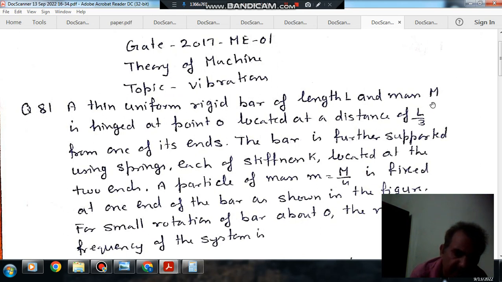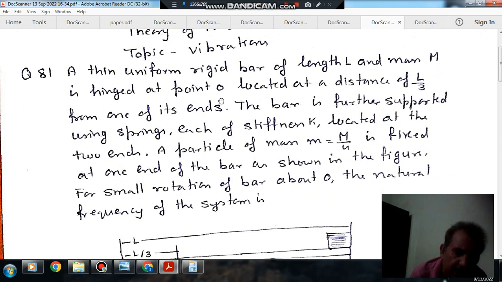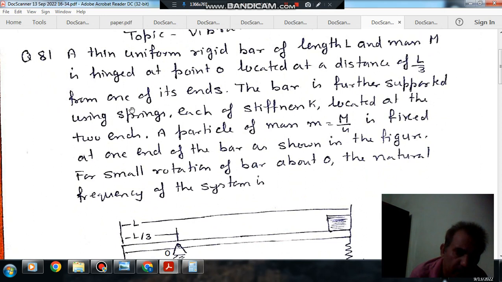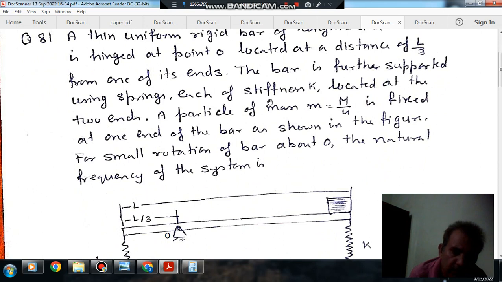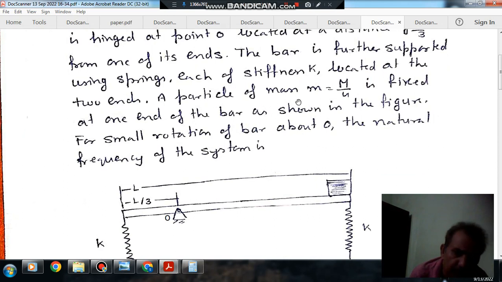and mass capital M is hinged at point O, located at a distance of L by 3 from one of its ends. The bar is further supported using springs, each of stiffness K, located at the two ends. The particle of mass small m equal to M by 4 is fixed at one end of the bar as shown in the figure.